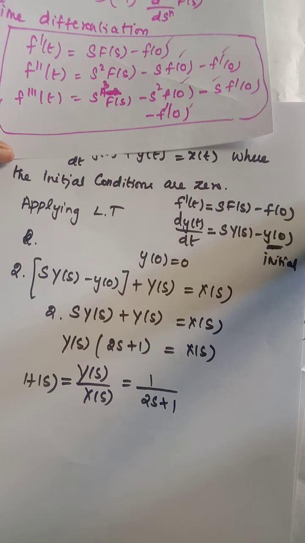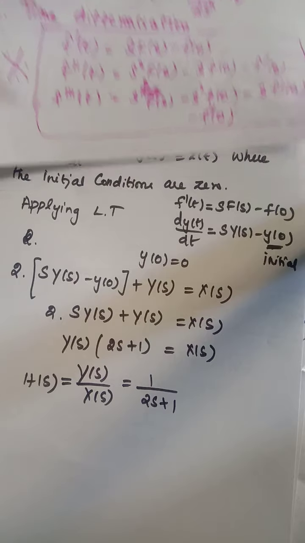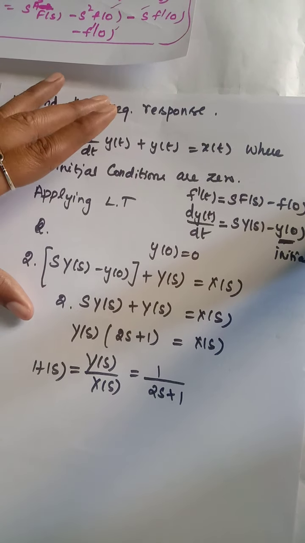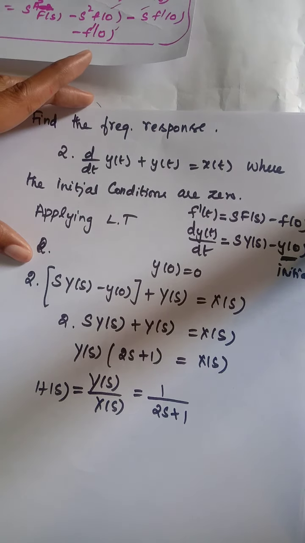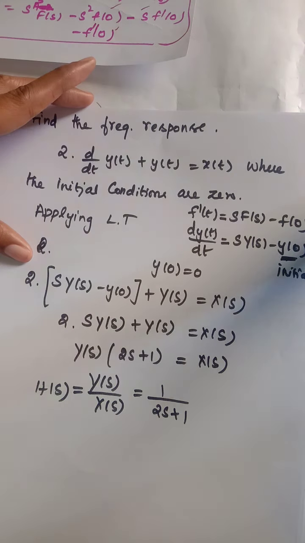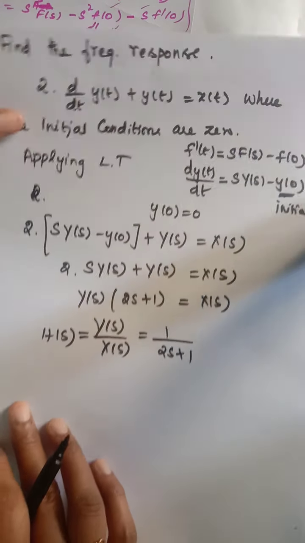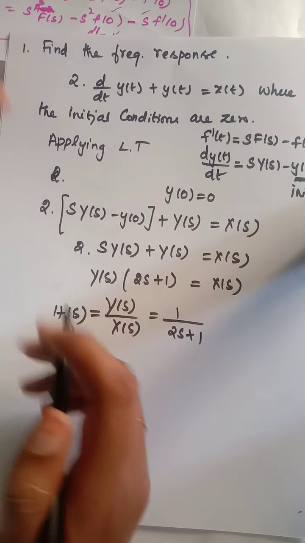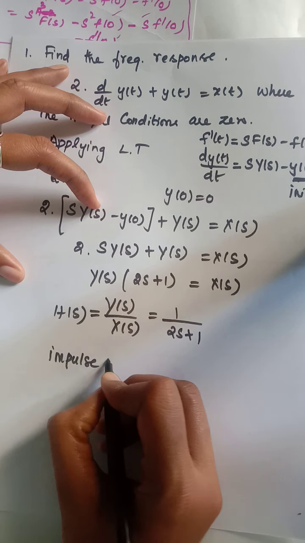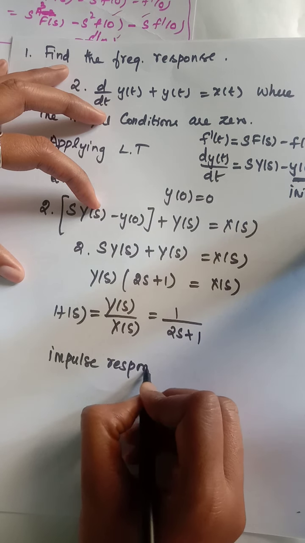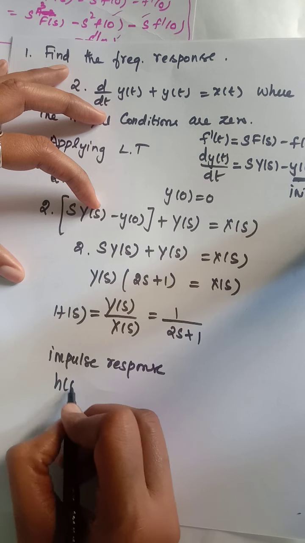So now this is the transfer function we have obtained. From this transfer function we can obtain the frequency response of the system by substituting s equal to j omega. Now for the same problem, if I want to find out the impulse response of the system, what is the impulse response? It is nothing but h of t.